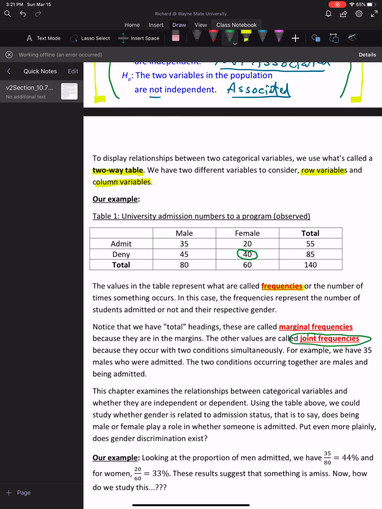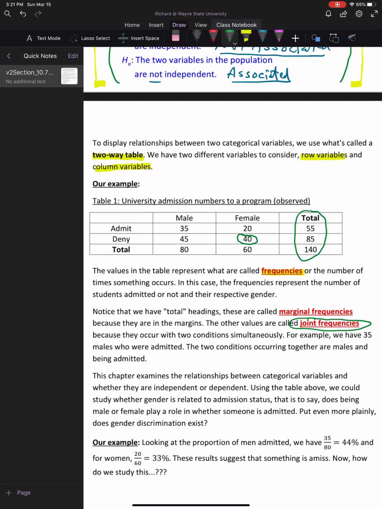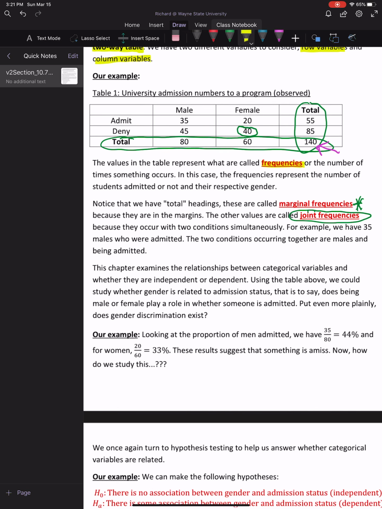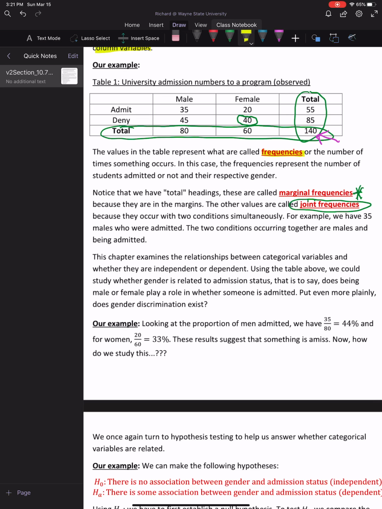Now the other one here deals with the total. So we've got a total column and a total row. These are called marginal frequencies, because they are in the margin. Now you notice there's a number here that got circled twice, the 140. That's going to represent the total number of males and females that have been observed. And that should make sense because if you add it any way you go, 55 and 85 or 80 and 60, we get 140.